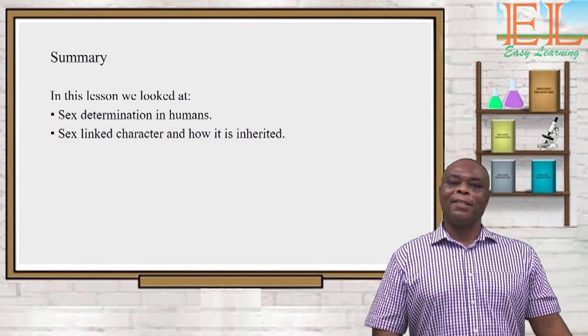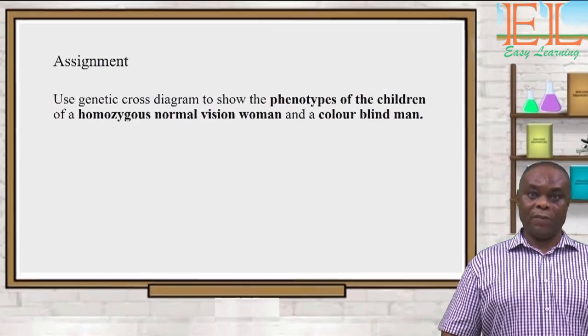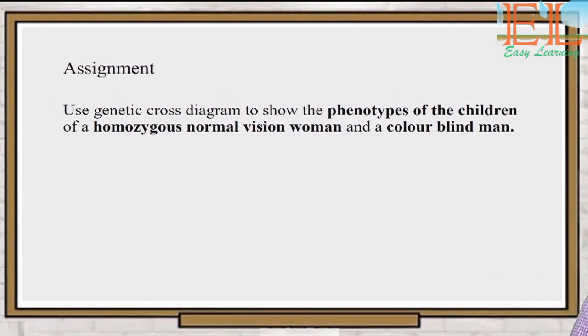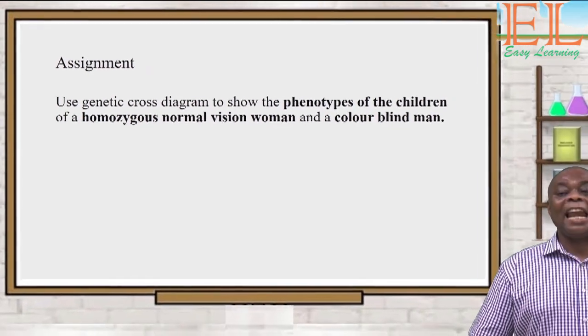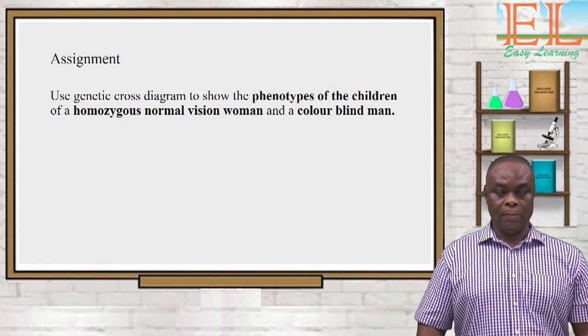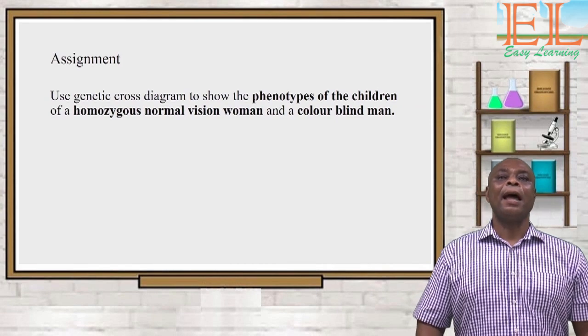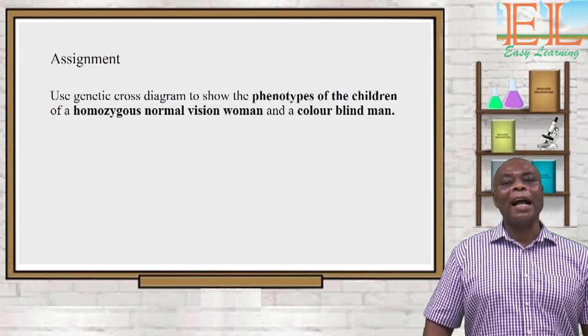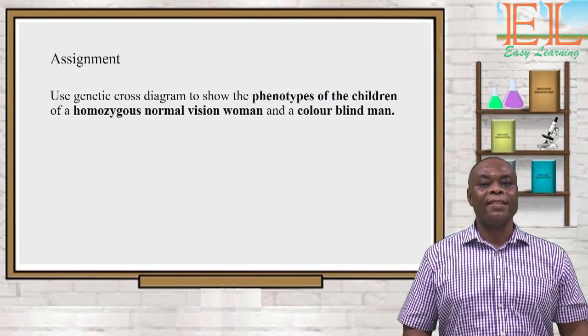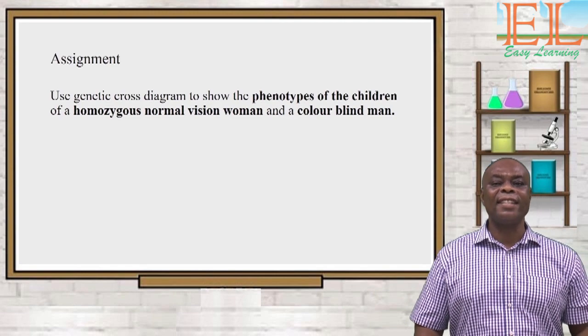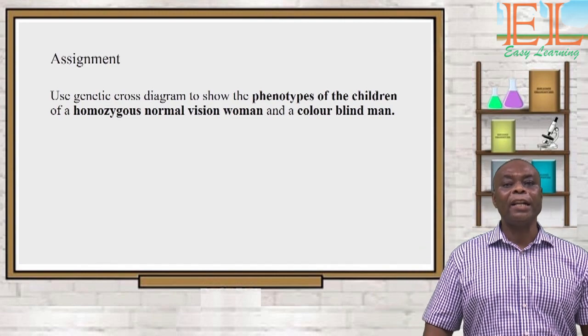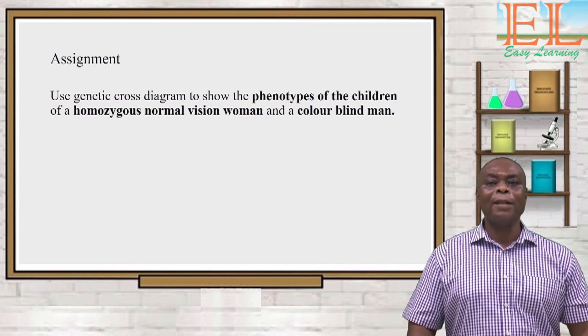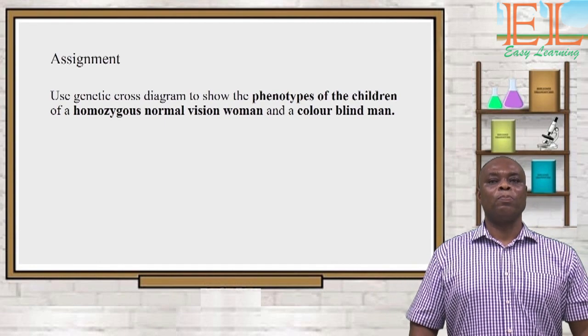Now, for your assignment, try your hands on this question. Use a genetic cross diagram to show the phenotypes of the children of a homozygous normal vision mother and a colorblind man. Do try it, and remember that X is the only one that carries the sex-linked characters and not Y. And remember, since it's a sex-linked character, anytime you are doing the genetic cross diagram, you should remember to bring the sex chromosomes.